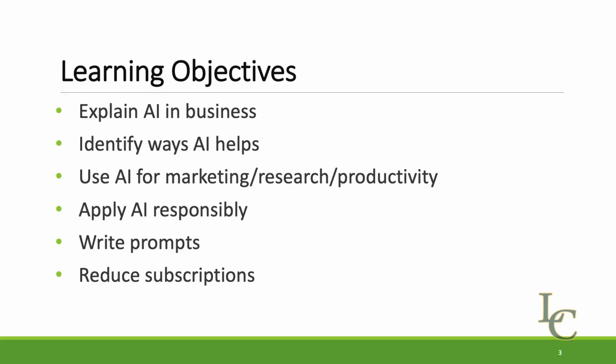So the learning objectives for this course: we're going to explain AI in business and how it can be used within your business, and identify ways that AI is going to help you become better and faster and more efficient and more effective. That's the goal here. We're going to show you how to use AI for marketing, for research, and for productivity, and how to apply it responsibly. We'll touch a little bit on ethics and why it's important to not just take anything the AI says and slap it on a flyer and use it for your business, right? You still have to do your own research.